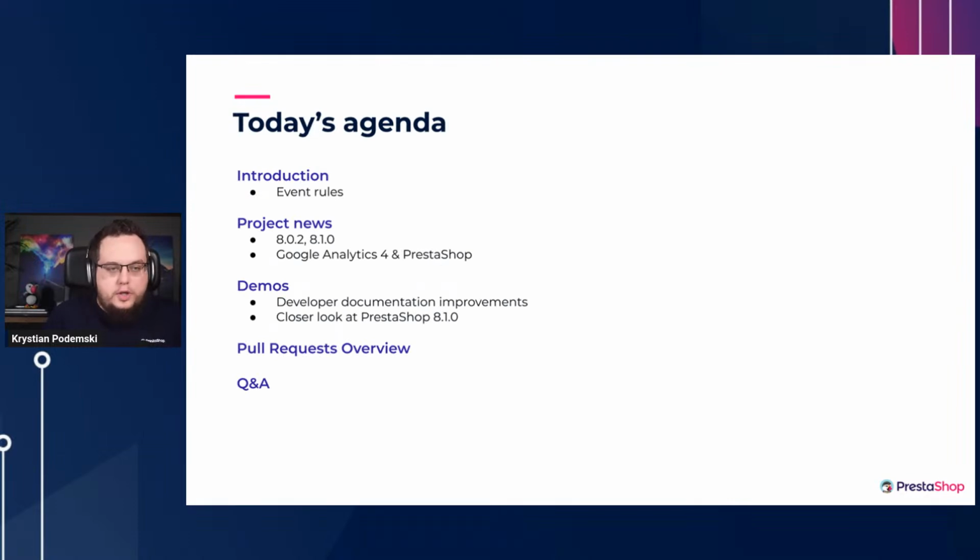So let's move to today's agenda. First of all, as always, I will introduce you to the event rules. Then we'll speak a bit about the project news. Then I have a couple of demos for you, and we will do a short pull request overview where I would show you what happened in February on the GitHub project. And then, last but not least, I will host the Q&A session.